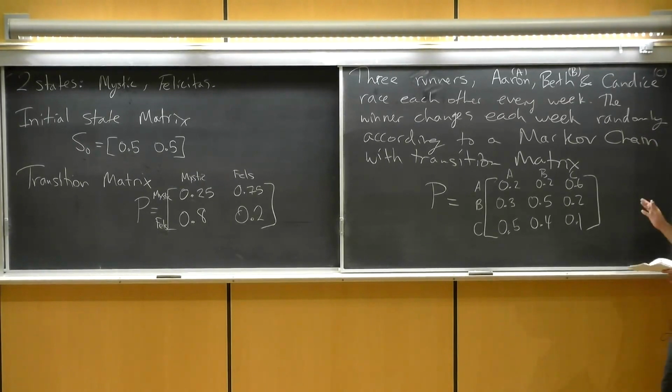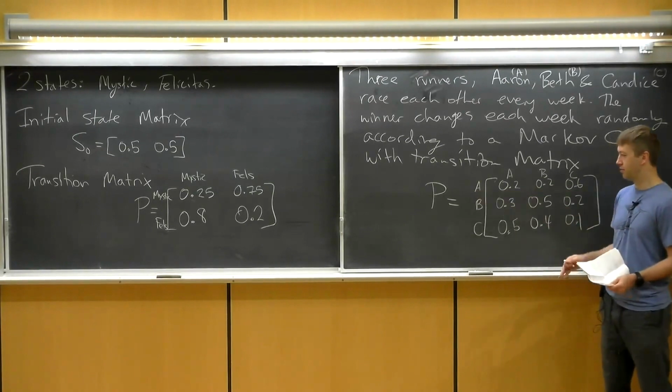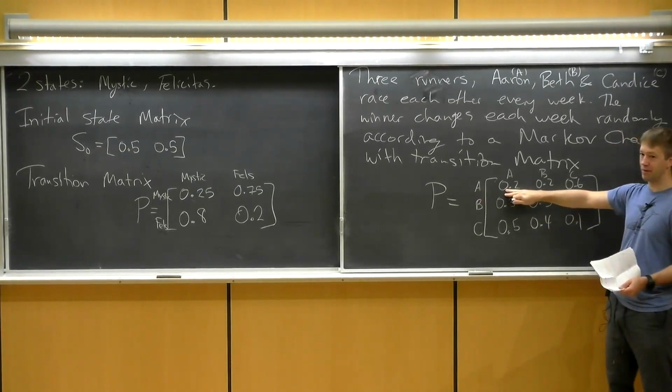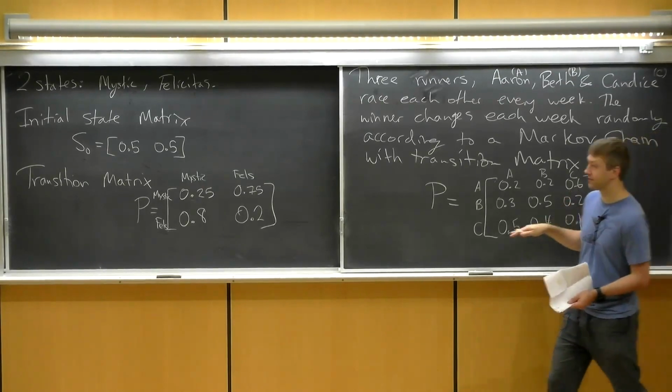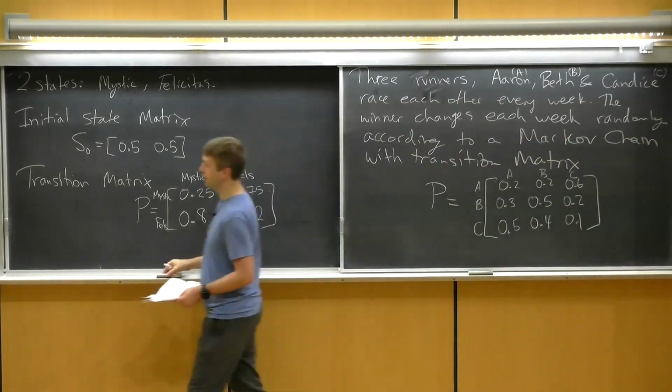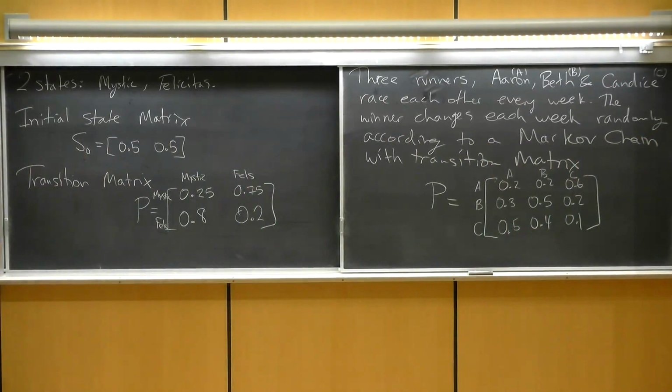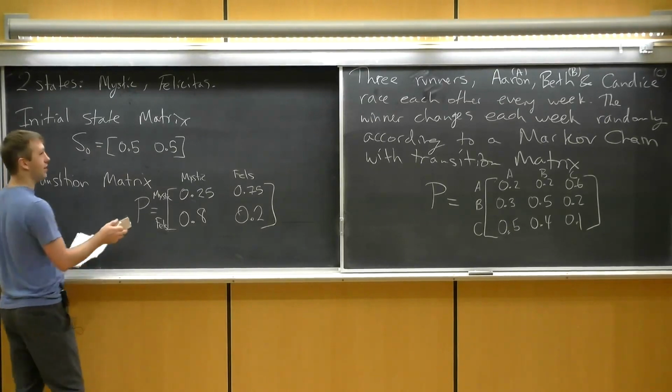So we're not told here what the initial state is at the moment. We're just told whoever wins this week, this is how the transition probabilities are going to go. So if Aaron wins, then the probability he wins next week again is 0.2. The probability Candace wins would be 0.6. Okay. Any questions about this example? I haven't asked you to do anything yet.